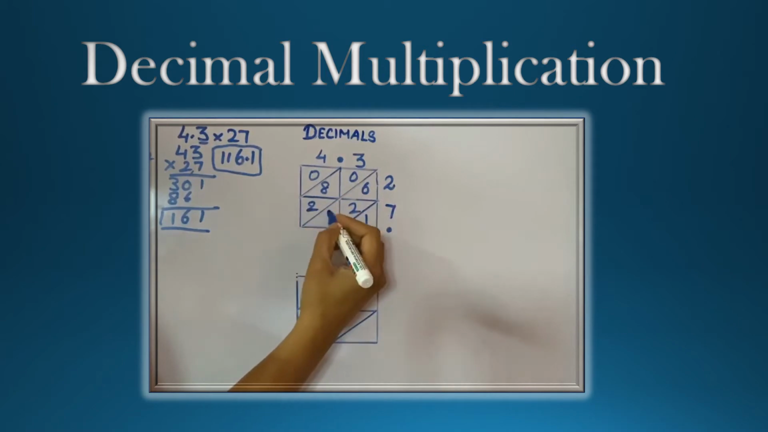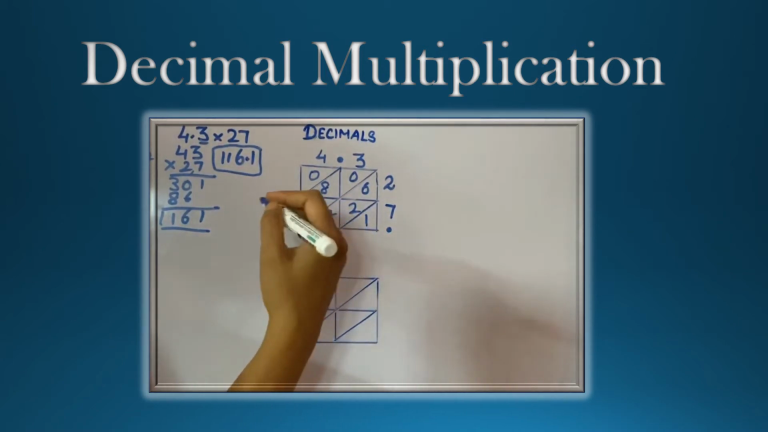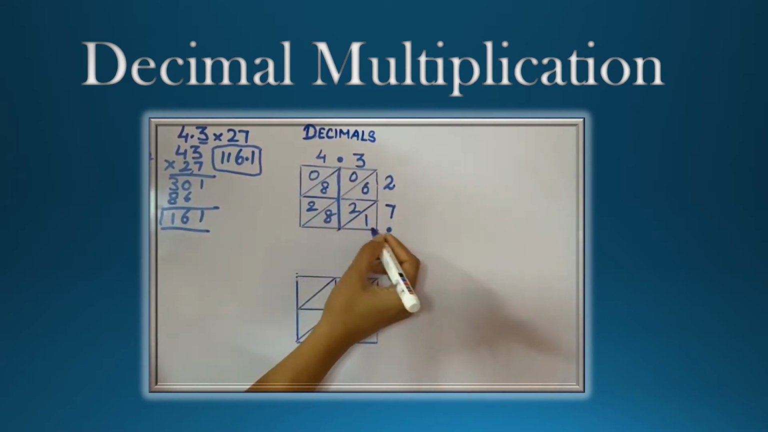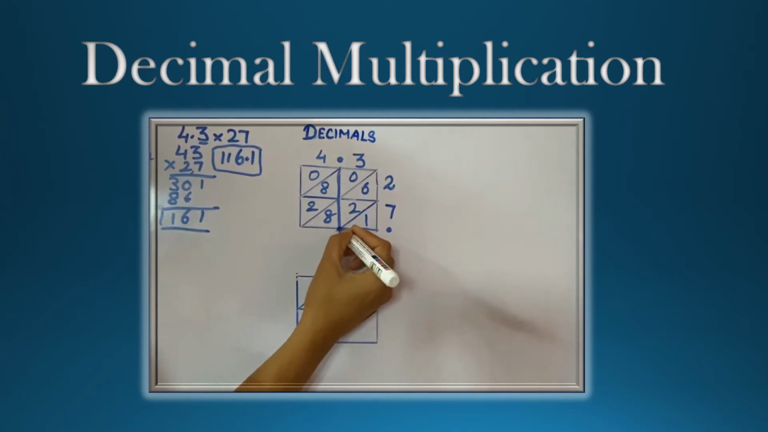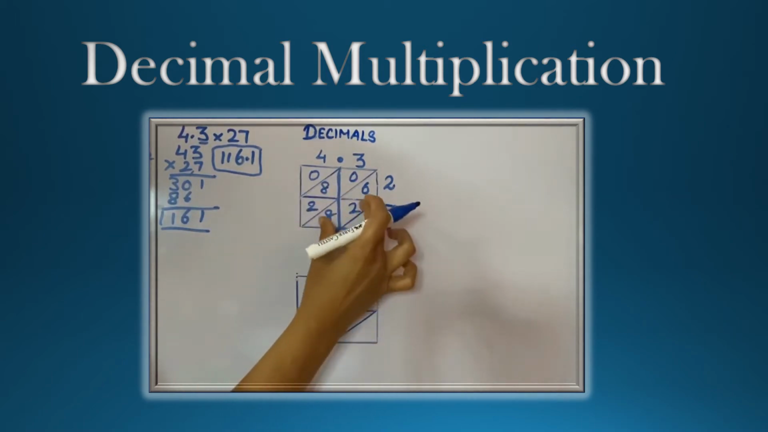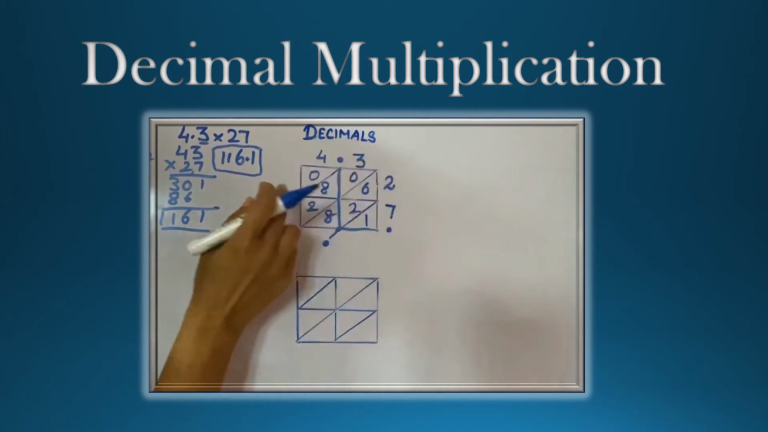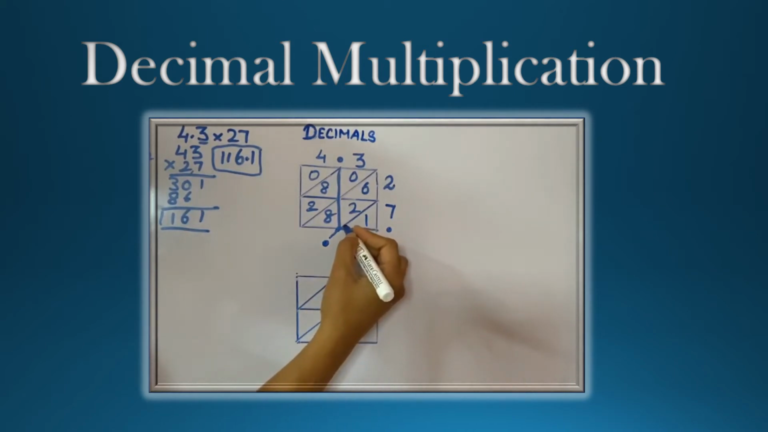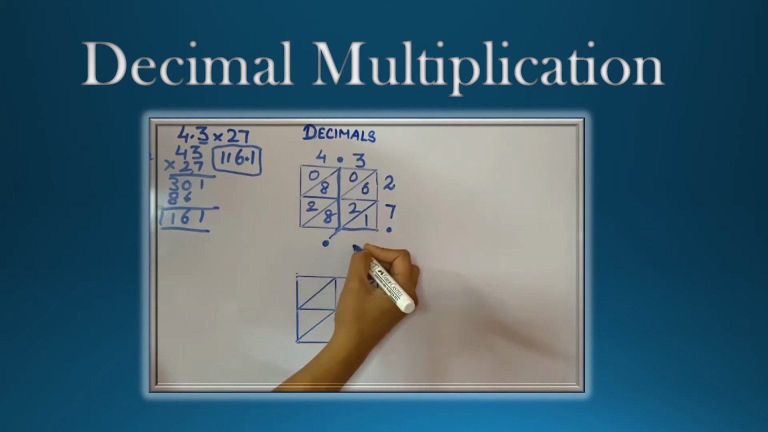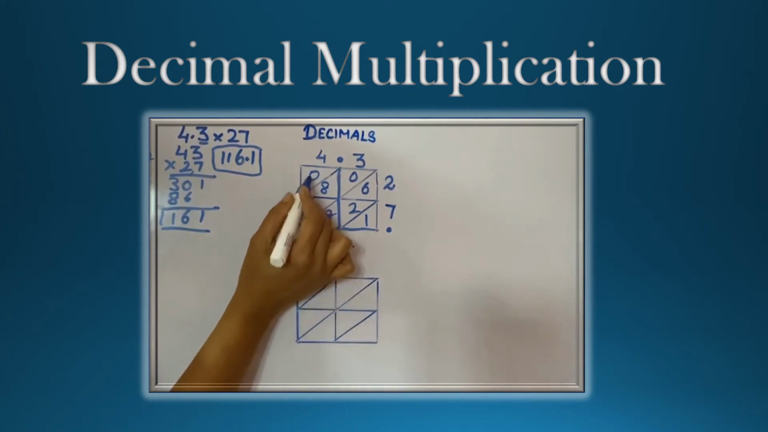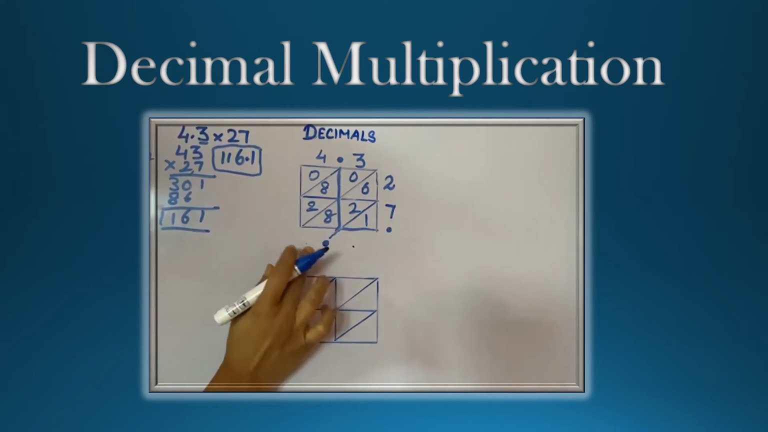4 7s are 28. Next, to insert the point, look at the line which is straight to this vertical line, then the line straight to this horizontal line, and where they intersect, in this block, put a point. So totally you can see here 4 blocks, so we get 4 digits, and the point is here. After the point there is 1 digit, and before it there is 1 digit in this block and 1 digit in this block. Let's see what those are.